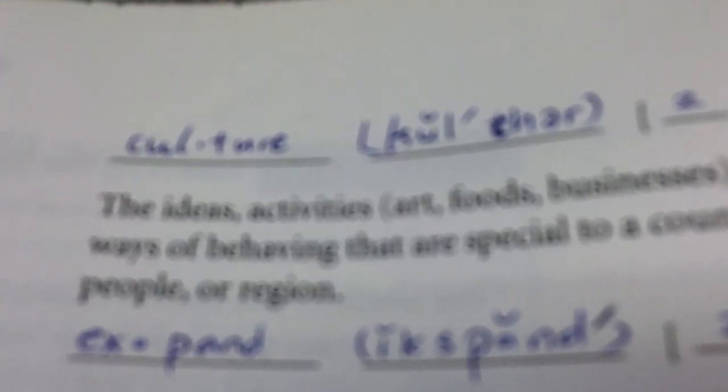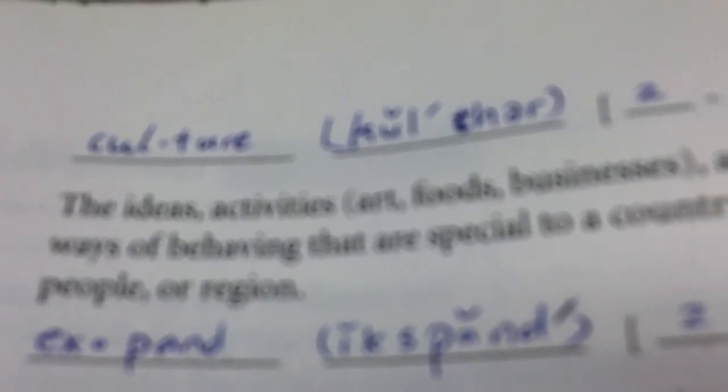How many dots are there? One. Because? Two syllables. So we have C-U-L-dot-T-U-R-E. And the pronunciation? Culture. And the syllable stress? 2, 1. Right, very good.